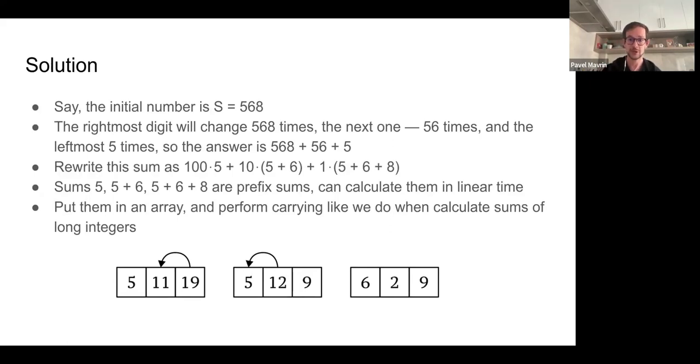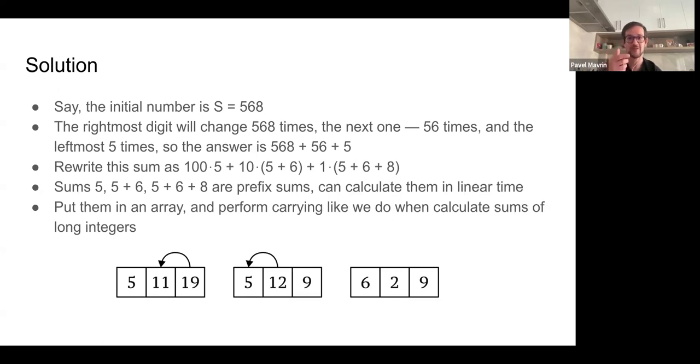Now the second digit will change only when the number of tens changes. So it happens 56 times. And the first digit will change 5 times. So to calculate the final result, we need to calculate this sum: 568 plus 56 plus 5. And you can actually do it in Python like this.